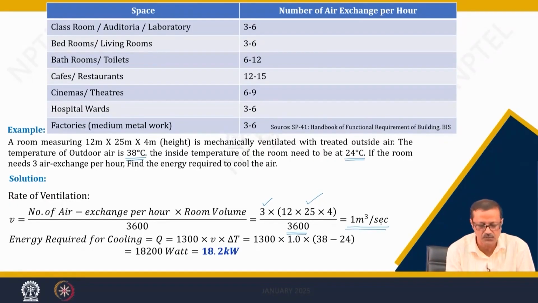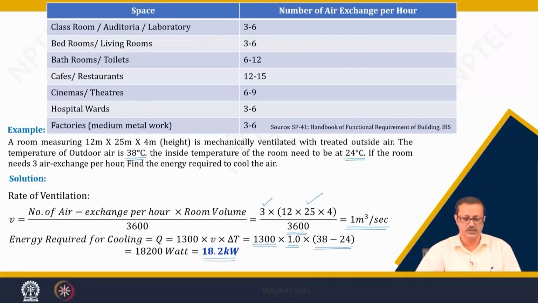and then I will apply the second formula, which is Q equals 1300 into V into del T. 1300 is the volumetric specific heat, V is the air exchange rate and this is the del T. So, I found 18.2 kilowatt is the energy required for this particular ventilation.